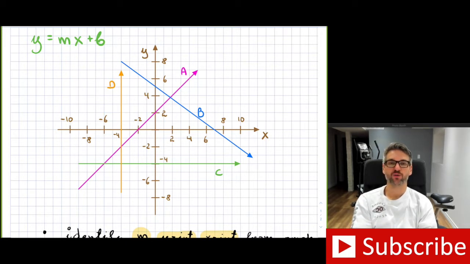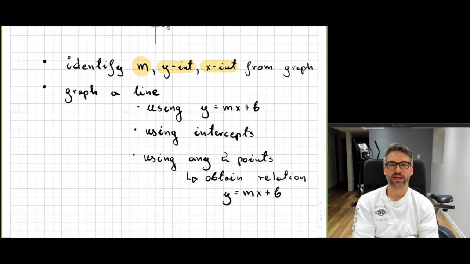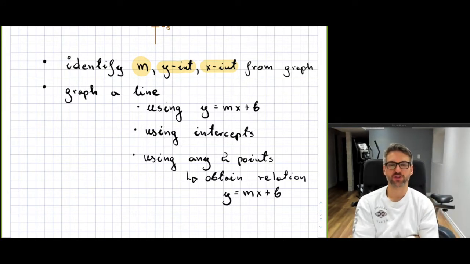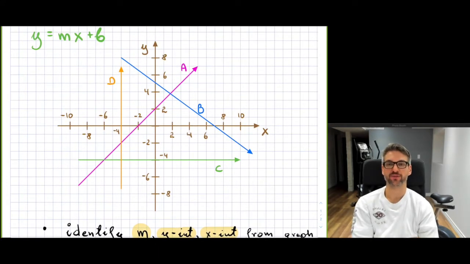So what am I gonna go over in this video? We're gonna try to identify the slope, and you should know what the slope is. I'm going to provide a link up above, so know what a slope is before you watch this. Identifying the y-intercept and the x-intercept from the graph. So given any of these lines, you should be able to identify the slope, the y-intercept, and the x-intercept relatively easily.